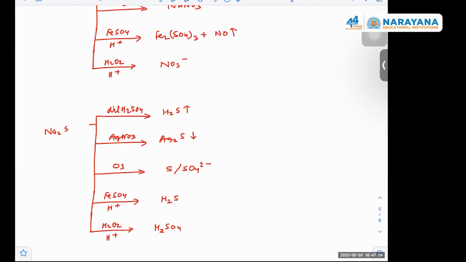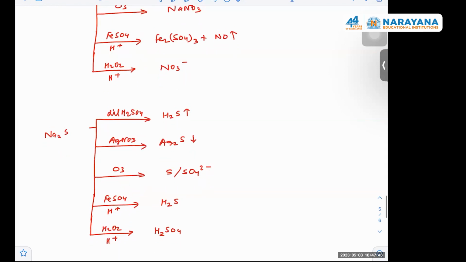Na2S: S2 minus will convert into sulfur, then to H2SO4, as far as H2SO4 it can go. Okay. Yes. Any other doubt?